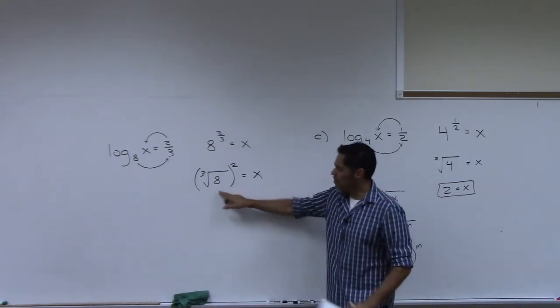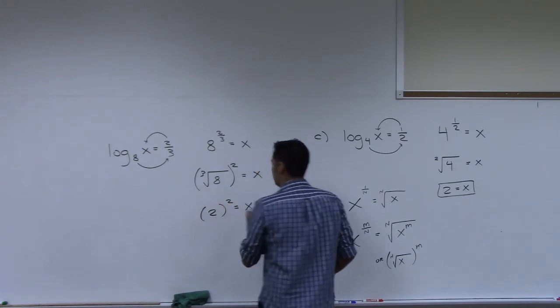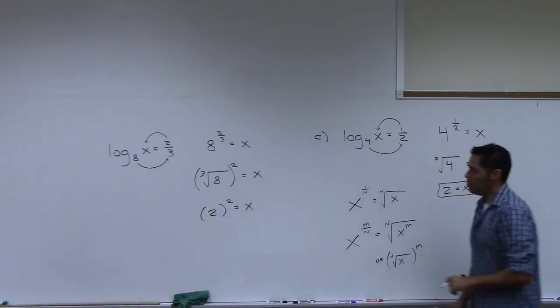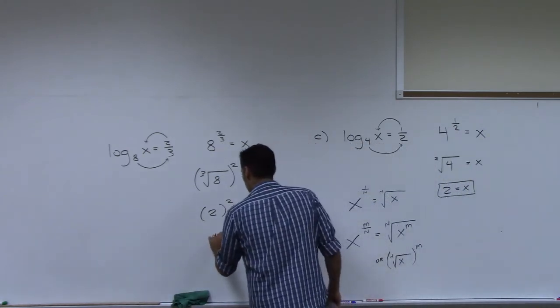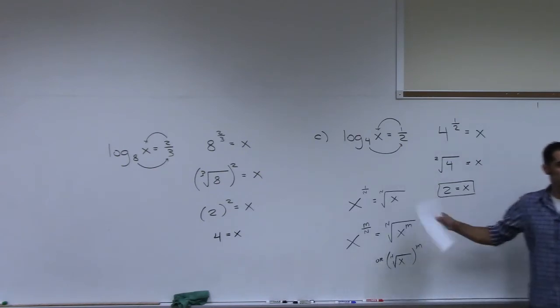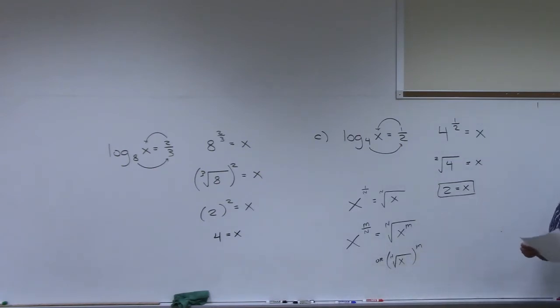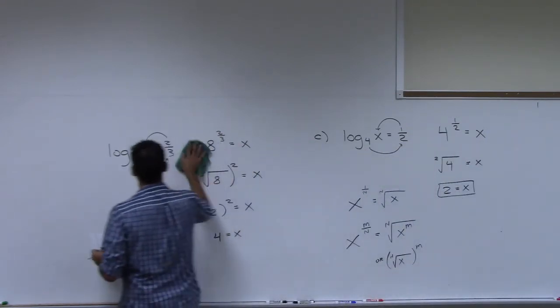So cube root of 8 you said was 2? That is correct, because 2 times 2 times 2 is 8. And then we have to square it, so 2 squared is 4. So your answer is 4. That makes sense? This comes into play again in a little while. That's why I want to make sure that you're comfortable with that. Okay, no questions? Let's move on to number 4.